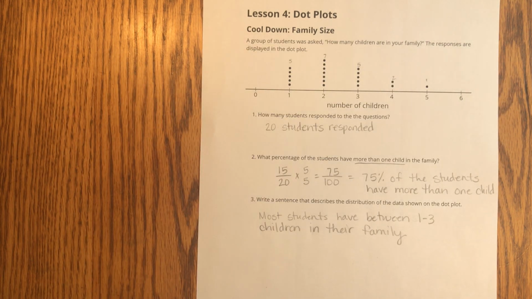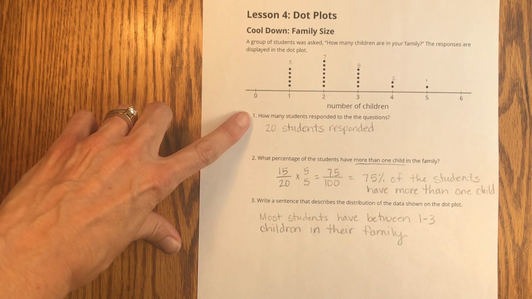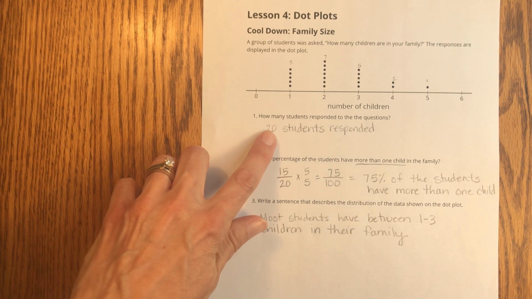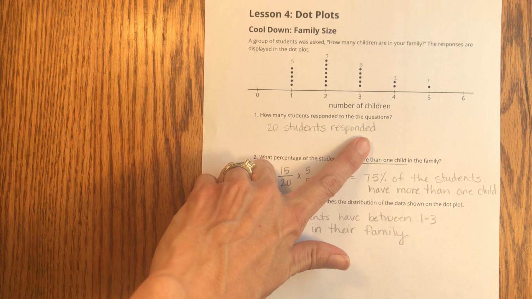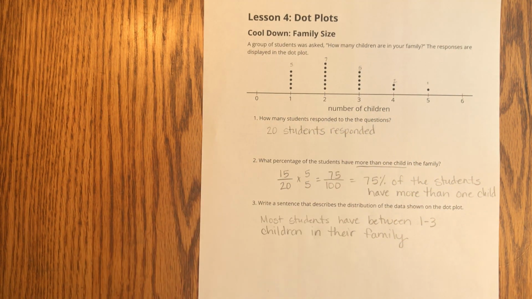Okay, you should be back. And here we go. So, cool down, family size. We've got all of this information. It says how many students responded to the questions. Well, it says 20 students responded, and hopefully you saw that by adding up the dots, and that was 20.